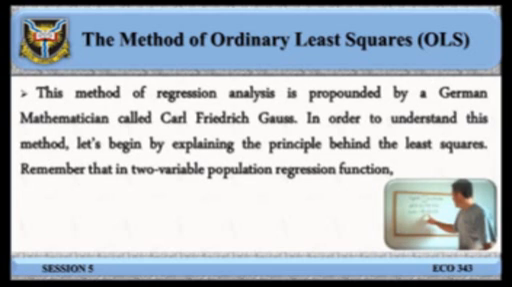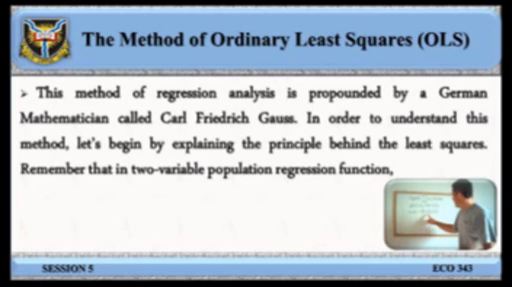The method of ordinary least squares, OLS. This method of regression analysis was propounded by a German mathematician called Carl Friedrich Gauss. In order to understand this method, let's begin by explaining the principle behind the least squares. Remember that in the two-variable population regression function, as written below, this is not directly observable except through the sample regression function.